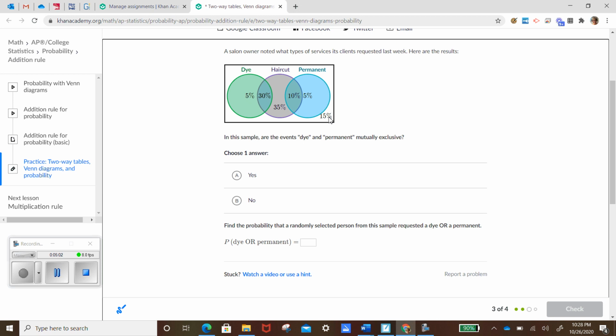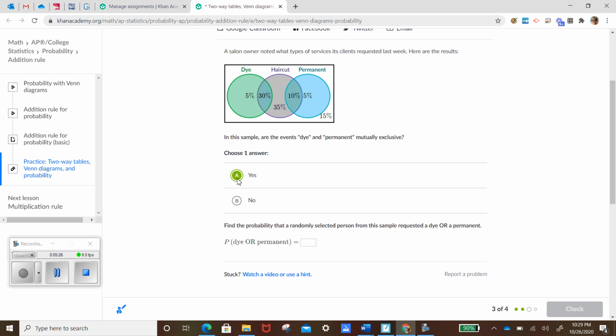In this sample, are the events dye and permanent mutually exclusive? And yes, they are, because they don't overlap. Now, people did get their hair cut and dyed, or they did get their hair cut and got a permanent. But there's no one that got both dye and permanent. Those two circles do not overlap. So I'm going to say yes.